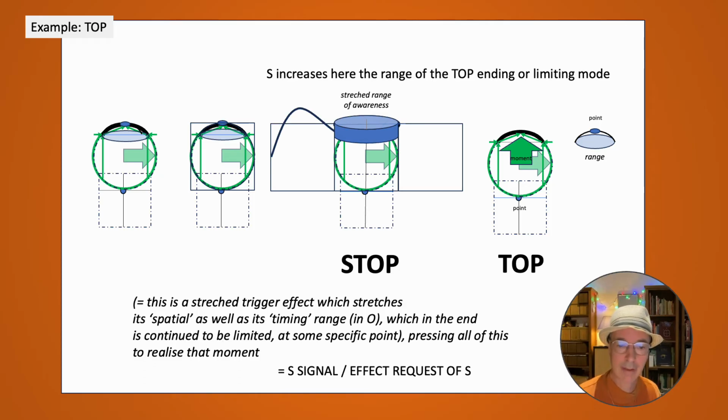It's stretched. This point is stretched to a full space in time and space, because O is in time, is also in space. So what do you have with the stop? You have this full range frame, which actually says here we have a kind of limited period and a limited place, and there you have to conclude it into just one point. So it's a kind of signal or effect request that requests for this ending in P.